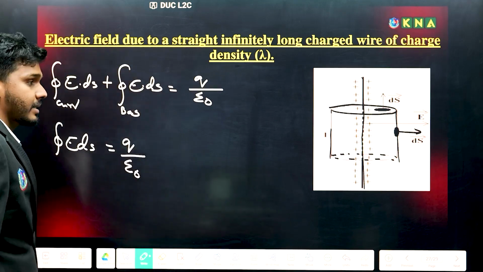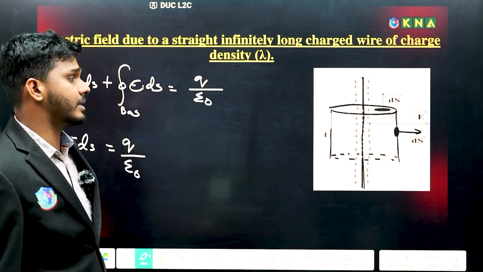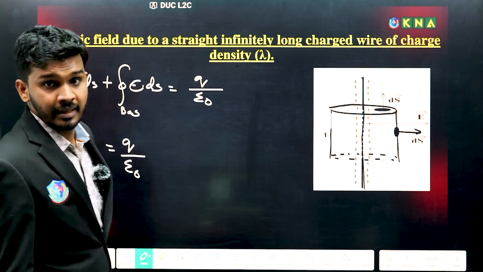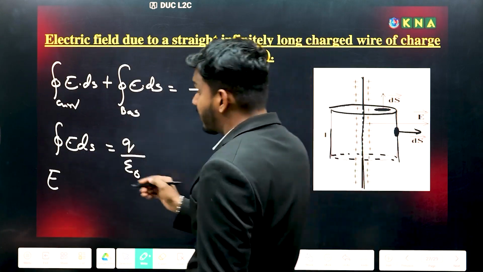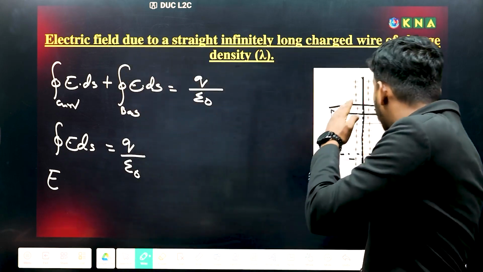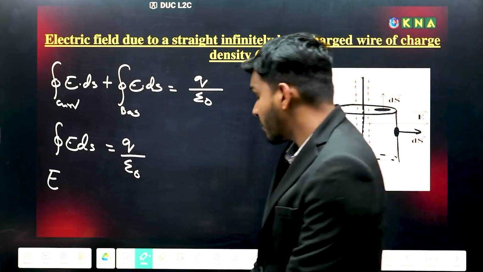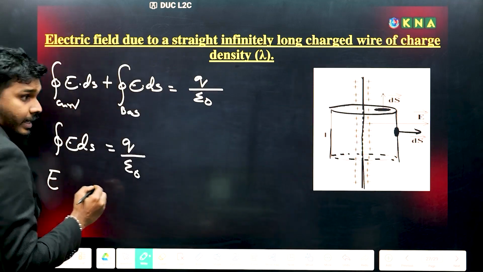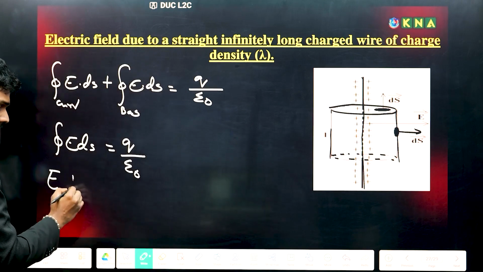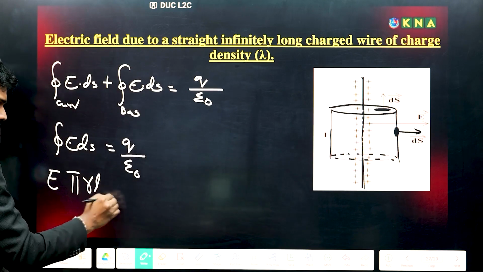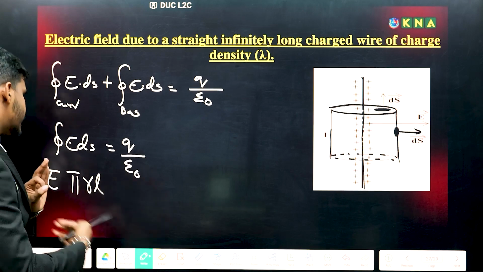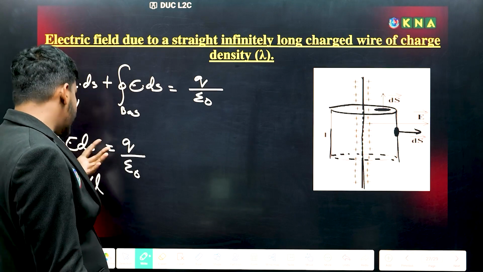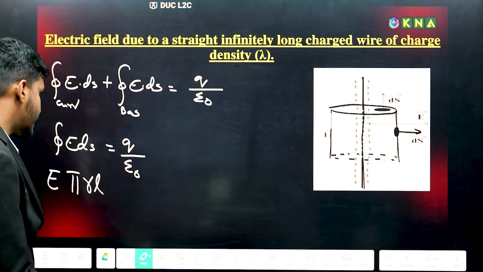Then what is the integral of E·dS? Here E is constant, take it outside. The integral of dS, which surface? The curved surface. The curved surface area of a cylinder is pi R L. Length is L and R is the radius. So E is constant outside, and the integral of dS is the total area of that curved surface, that is pi R L.